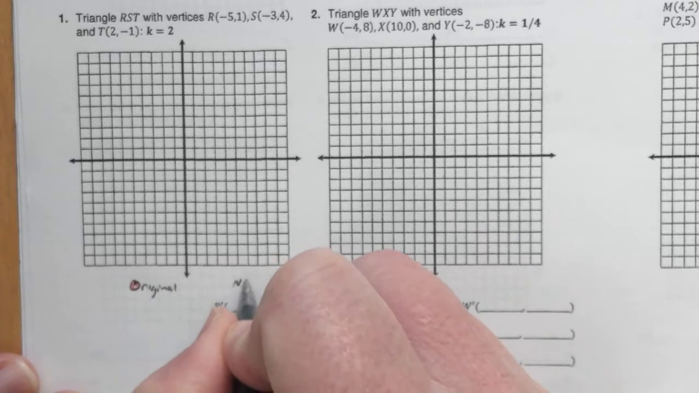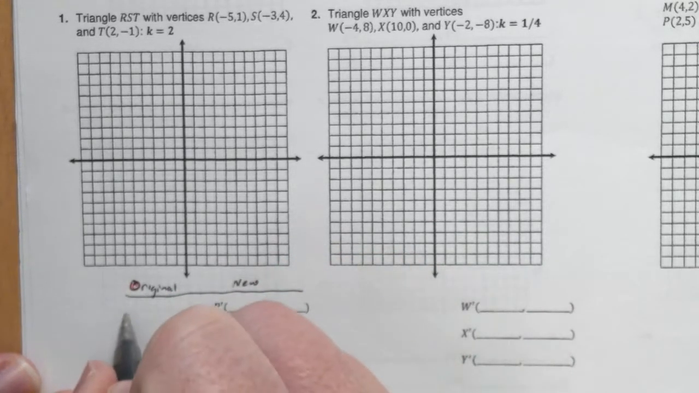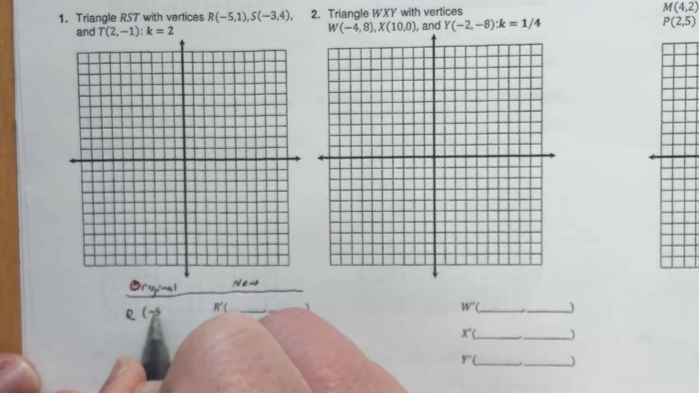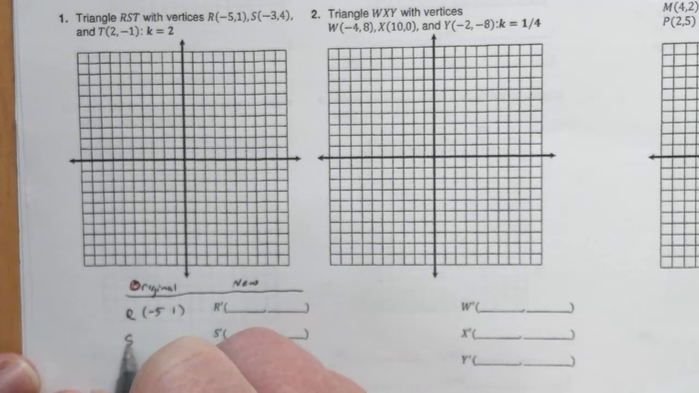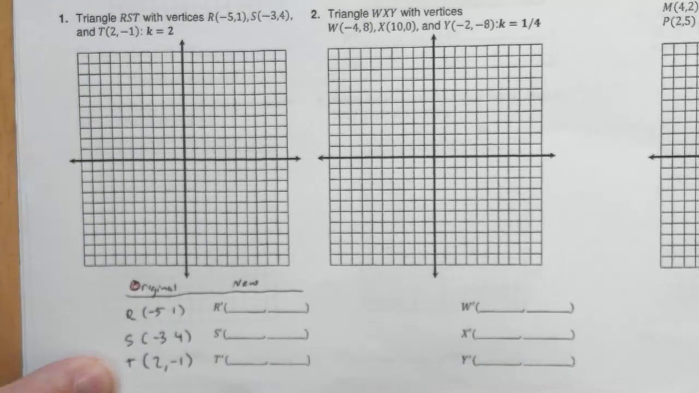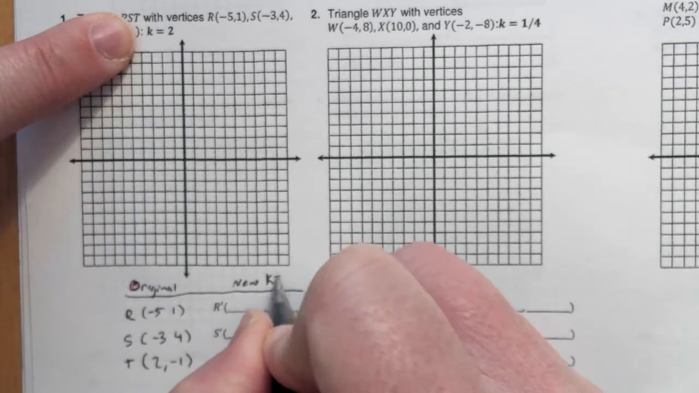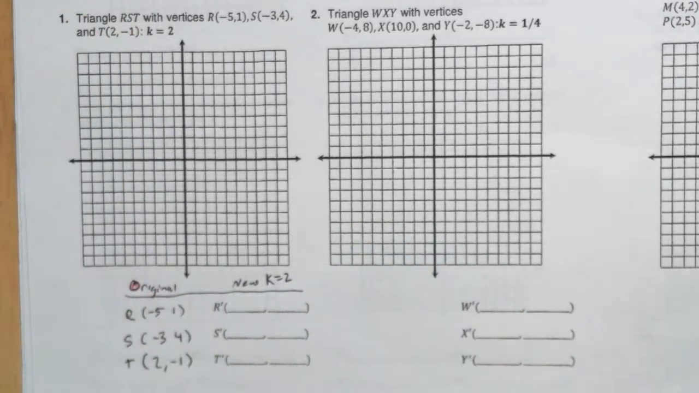And then the new. Okay, so basically, this is how it works. Your original R was (-5, 1). S was (-3, 4). And your T was (2, -1), which is what I got from up here. I just wrote it right here, lining them up. And then they say your K is 2. So I wrote K is 2.